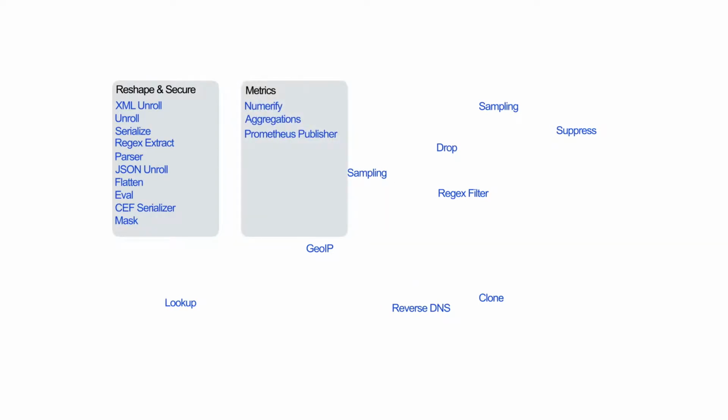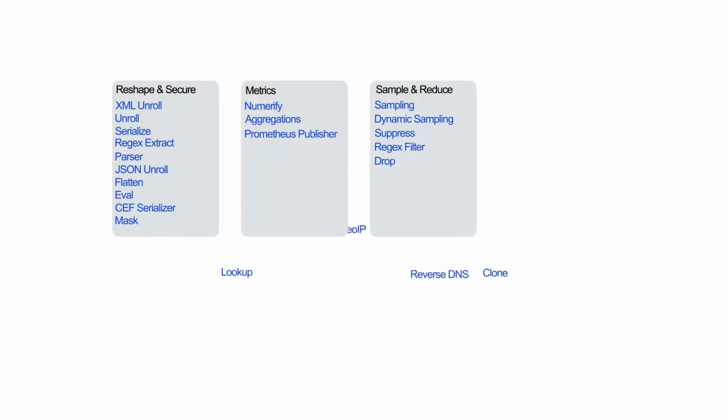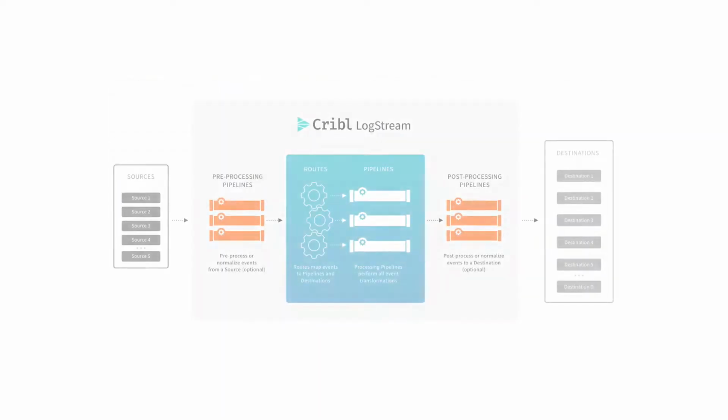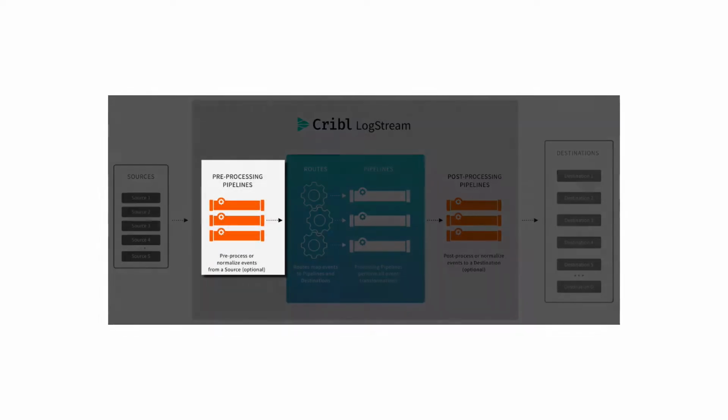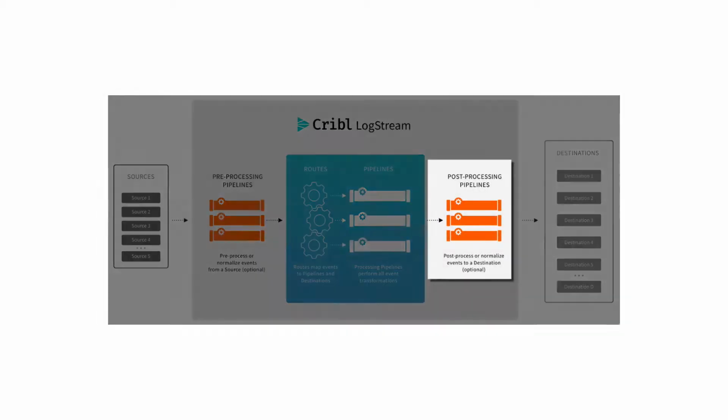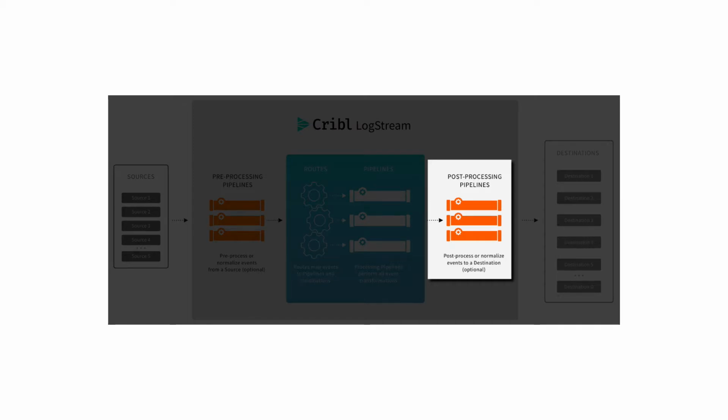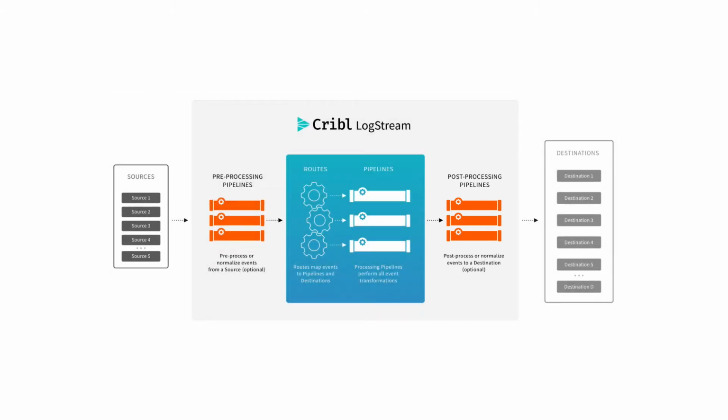These functions can reshape and secure events, convert them to metrics, sample and reduce them, or enrich them with GeoIP or other lookup data. Most pipelines have events fed to them via a route, but they can also be used on a source to normalize data before routing, like to define source type or other metadata before processing, or on a destination to format events specifically for that destination. For example, if that destination requires certain fields be present, or even directly called as part of the data collection process.